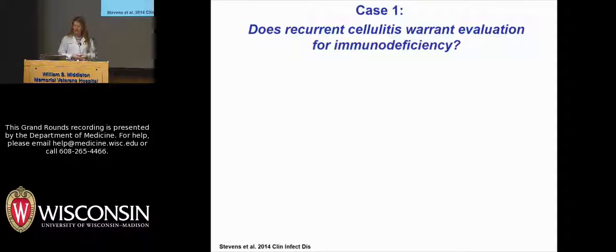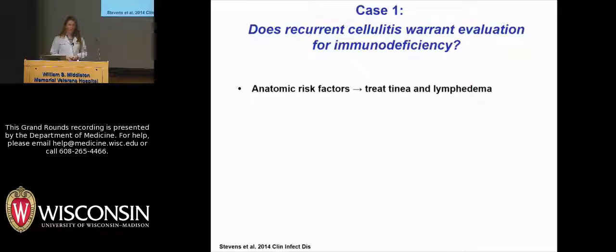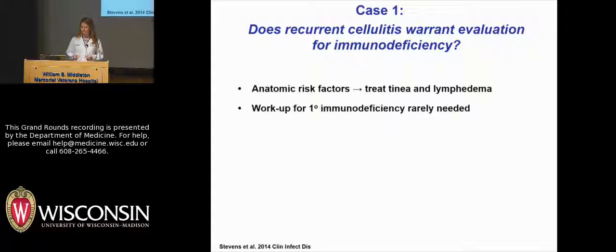So the next question I had was, does recurrent cellulitis warrant evaluation for primary immunodeficiency? What I've told you is that the risk factors for cellulitis are primarily anatomic, treating the tinea for the skin breaks and treating lymphedema. Workup for primary immunodeficiency is rarely needed for patients with recurrent cellulitis. Routine HIV testing is recommended for patients with recurrent infections, including cellulitis.